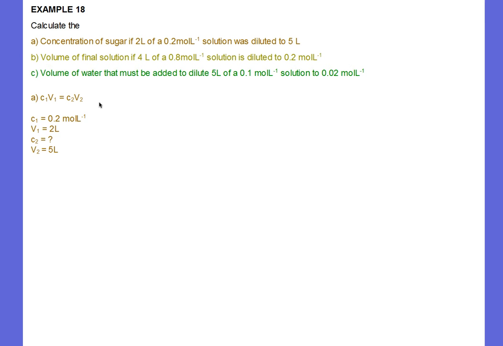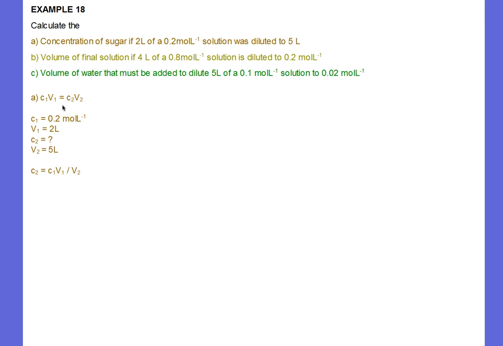Okay, hopefully you found that we started off with a 0.2 mole per litre solution, so C1 is 0.2 moles per litre. The volume was originally 2 litres, so V1 is 2 litres. We don't know the final concentration, that's what we're trying to find, and we've been told it's diluted to 5 litres, so we've got all that information apart from C2.